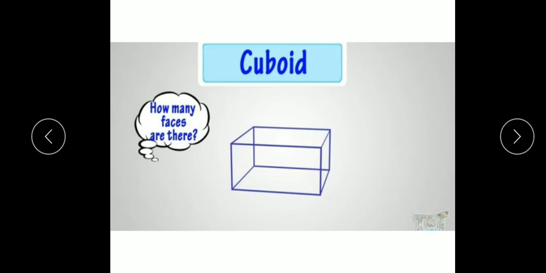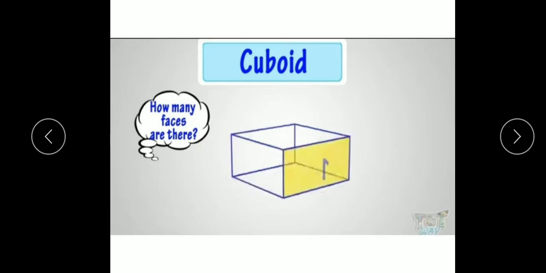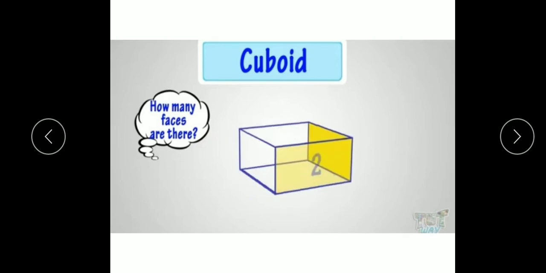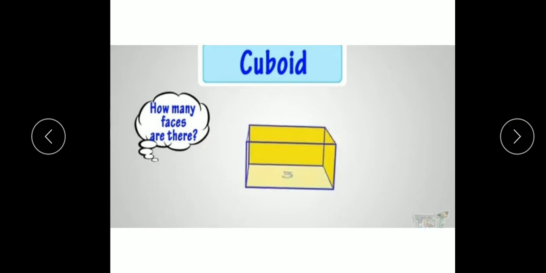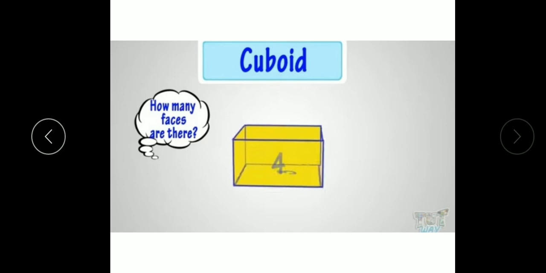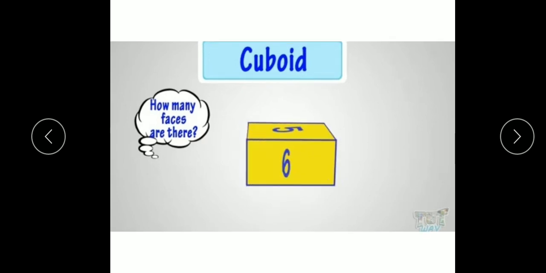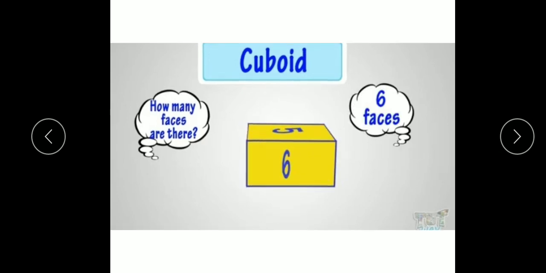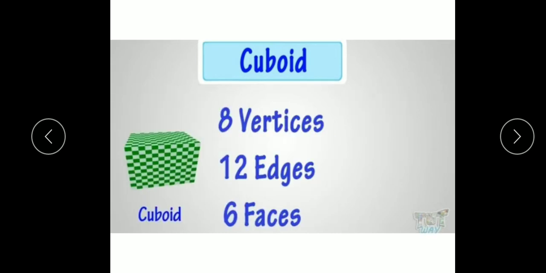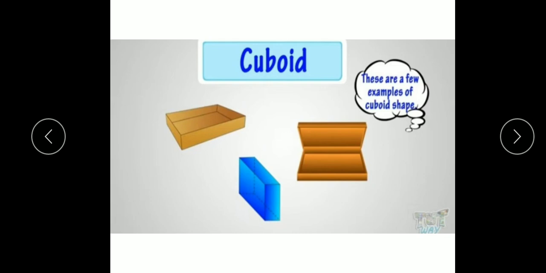Okay? Now let's count the number of faces. 1, then 2, 3, 4, 5, 6. So there are 6 faces in a cuboid. So, a cuboid has 8 vertices, 12 edges and 6 faces. These are some examples of a cuboid. You can see.